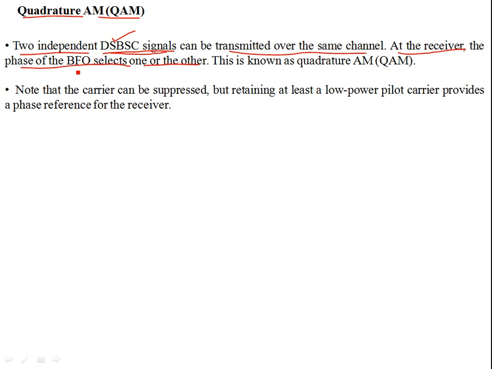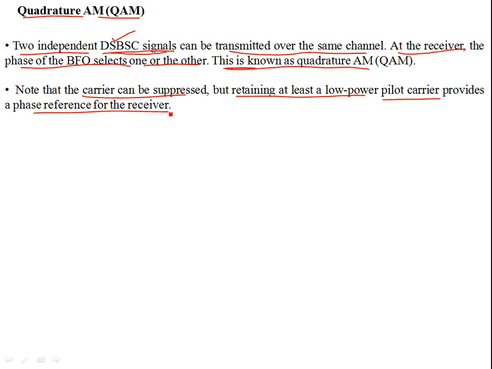If you transmit a pilot carrier having low amplitude, with low power requirement, to the receiver, the receiver is going to extract the phase information, so that the amplitude error that results from the phase error in the beat frequency oscillation is mitigated. This transmission of two signals multiplexed with orthogonal carriers is known as quadrature amplitude modulation. Note that the carrier can be suppressed, but still retaining at least a low power pilot carrier provides a phase reference for the receiver.